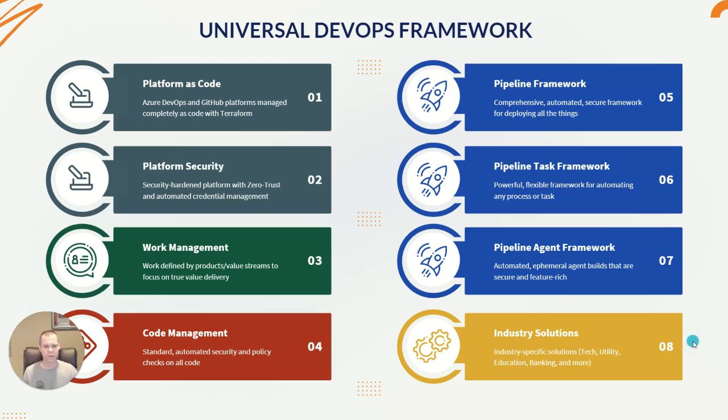And then one of the other parts of the Universal DevOps framework is industry-specific solutions. As we've worked with many different industries that have a lot of common tools, processes, applications, and deployments, we've started to gather a whole library of industry-specific solutions around the technology space, utility, education, banking, and others. This is another way the framework can be used, with specific solutions that target various industries or platforms and get plugged directly into the framework.